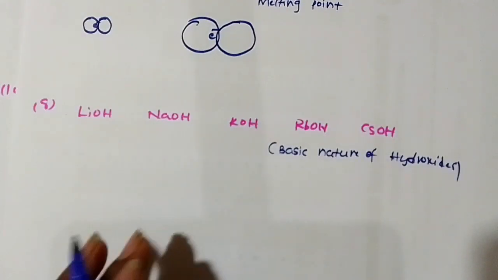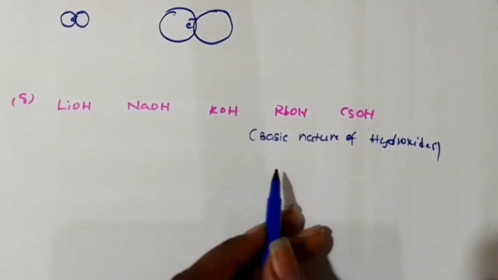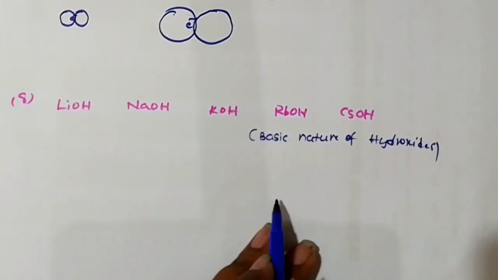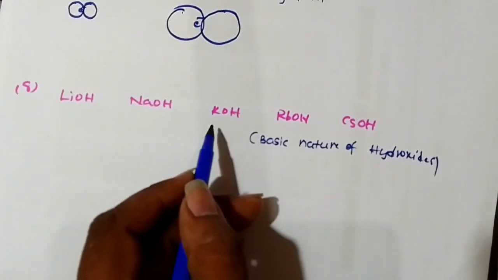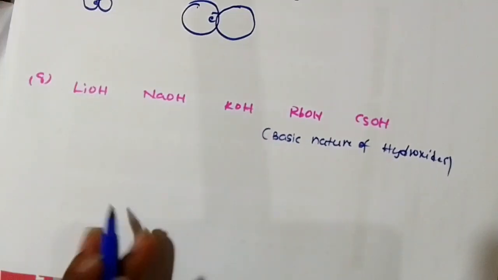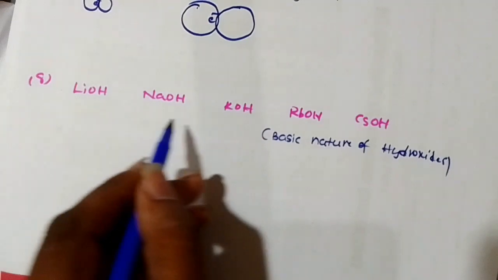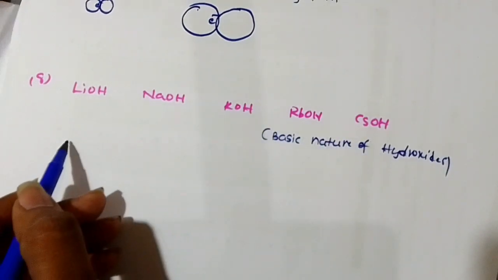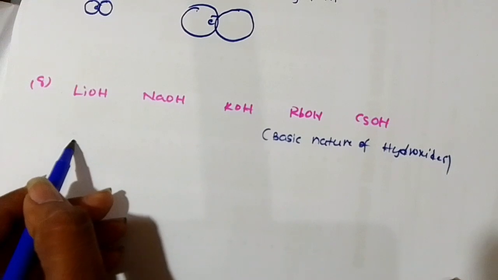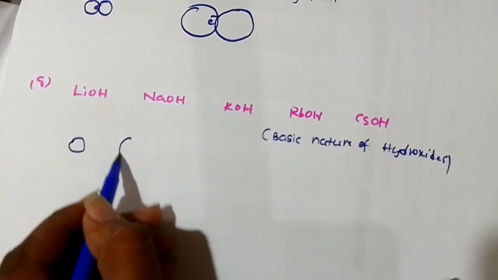Now coming to question number 8. We have to find out the basic nature of hydroxides. First one, lithium hydroxide, sodium hydroxide, potassium hydroxide, rubidium hydroxide, cesium hydroxide. Lithium, sodium, potassium, rubidium, cesium. Size increases when we are moving from top to bottom.